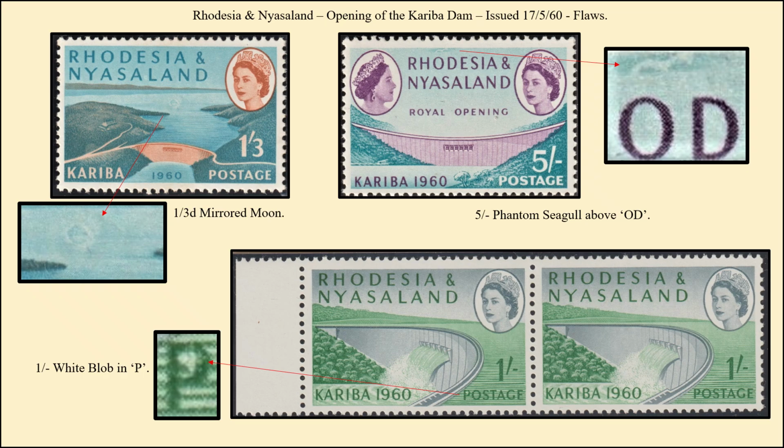This is a few stamps from the issue for the opening of the Kariba Dam in 1960. The Queen Mother opened it. These are a few of the minor flaws. There's the mirrored moon on the one and threepenny, the phantom seagull over the OD of Rhodesia, and a white blob in the P of postage.